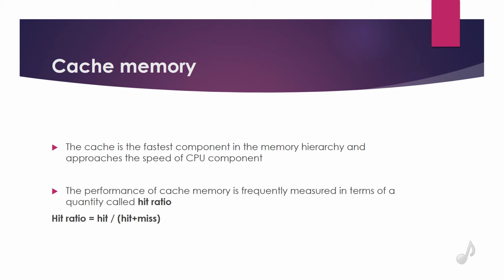When the CPU needs to access memory, the cache is examined. If the word is found in the cache, it is read from the fast memory. If the word addressed by the CPU is not found in the cache, the main memory is accessed to read the word. When the CPU refers to memory and finds the word in cache, it is said to produce a hit. Otherwise, it is a miss. Therefore, the performance of cache memory is frequently measured in terms of a quantity called hit ratio. As you can see, there is a formula for the hit ratio, that is, the ratio of hits to hits plus misses.